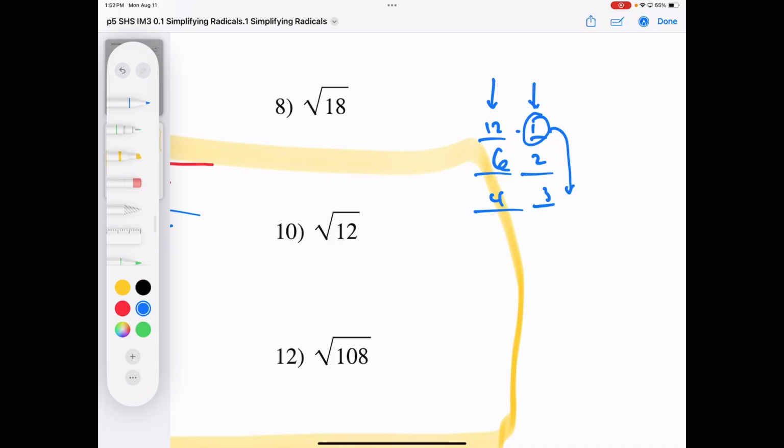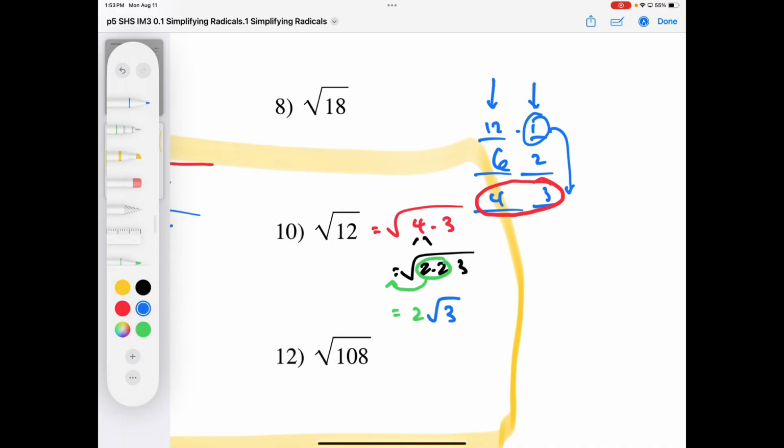Tell your partner which one do you think is the best one. I'm looking for the perfect square. Okay, why did I pick that? Because what? You get a pair because 4 turns into what? 2 and 2. Do you guys see a pair there? Where does it go? Pay attention. And it has to go on the outside with no radical symbol. This is your answer.